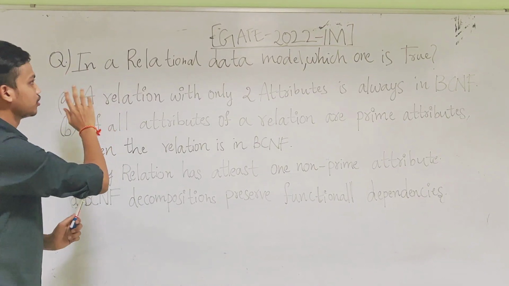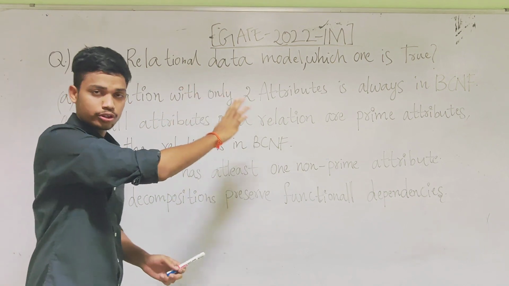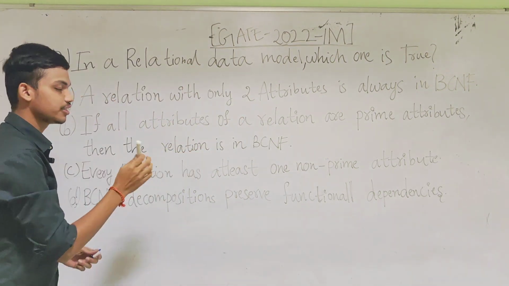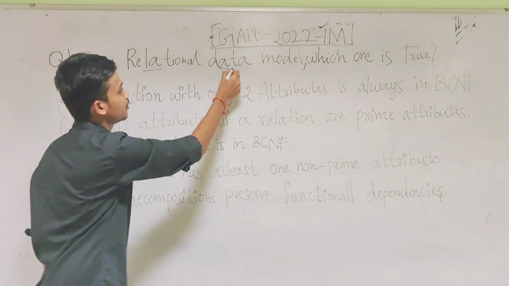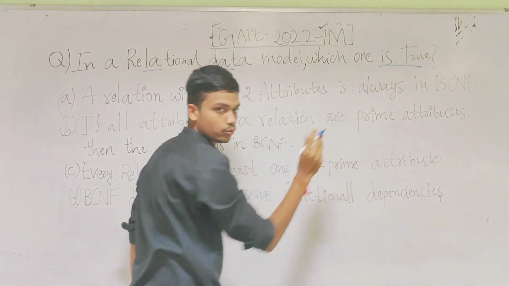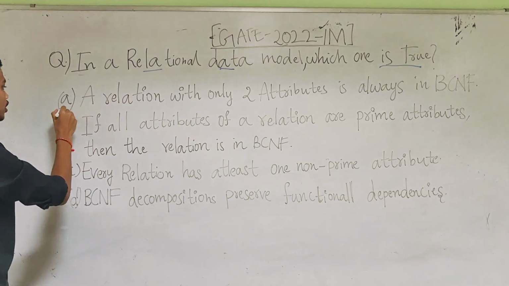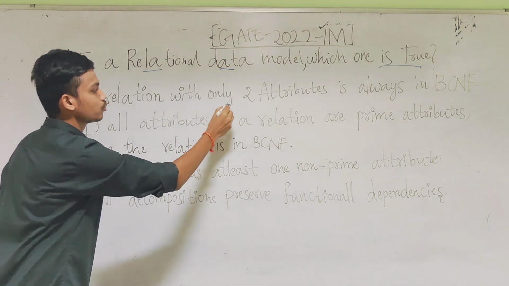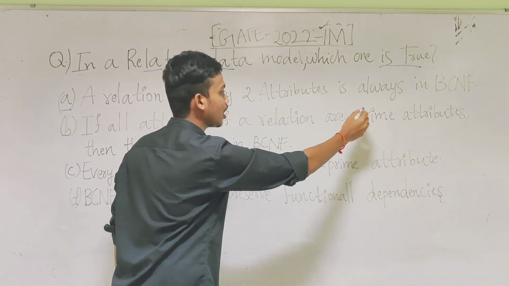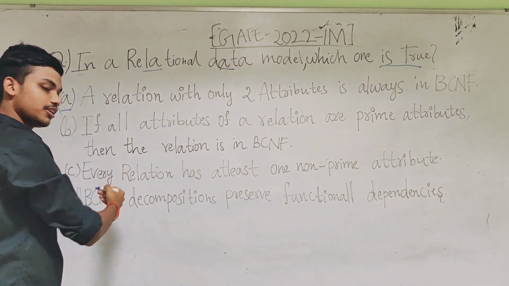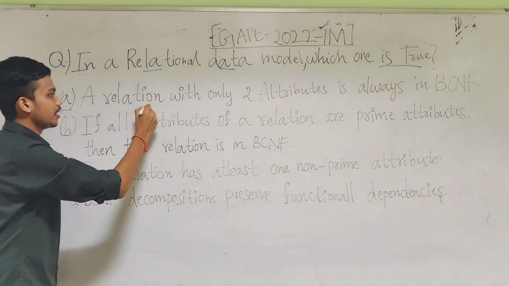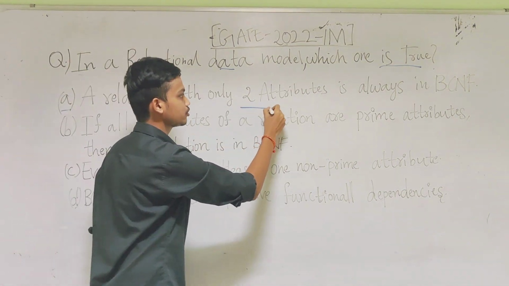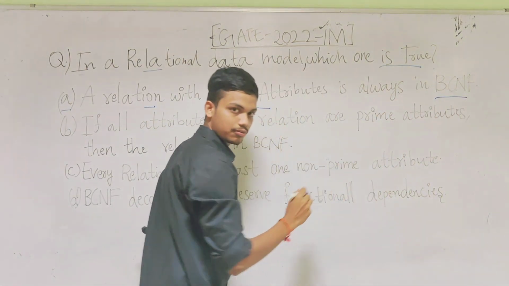Look at this question. This question was asked in GATE 2022 for 1 mark. This is an MCQ type question. Observe this one. Which statement about relational database model is true? Now look at option A. A relation with only 2 attributes is always in BCNF. B, C, and D are also given. First I am checking A.